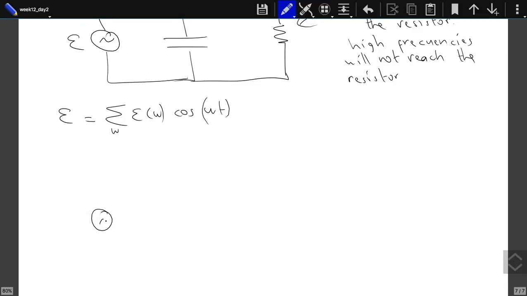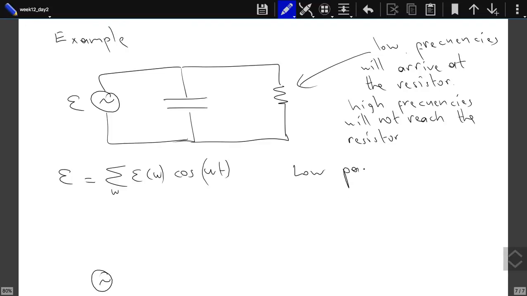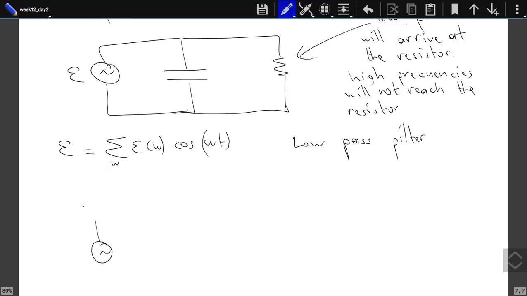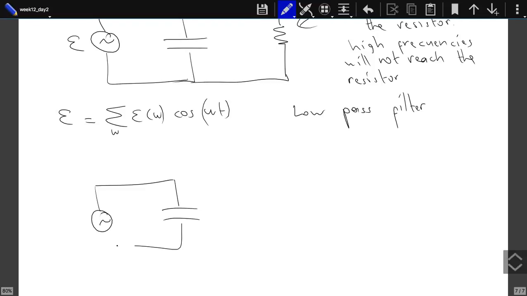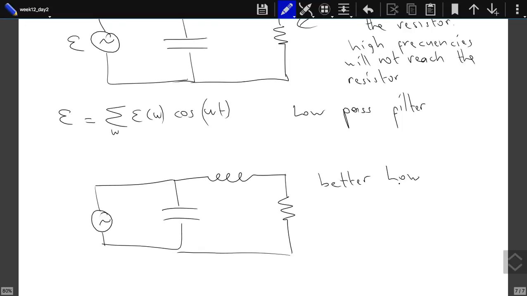Well, let's do some alternatives. So this is what's called a low-pass filter. Now this will be even better. You see, the capacitor will not allow high frequencies to go through the resistor, but so will the inductor, because the inductor resists change. So if the frequency is changing very fast, the inductor will not allow the current to build up. So this will be an even better low-pass filter. So both the inductor and the capacitor will prevent high frequencies from reaching the resistor or your loudspeaker.